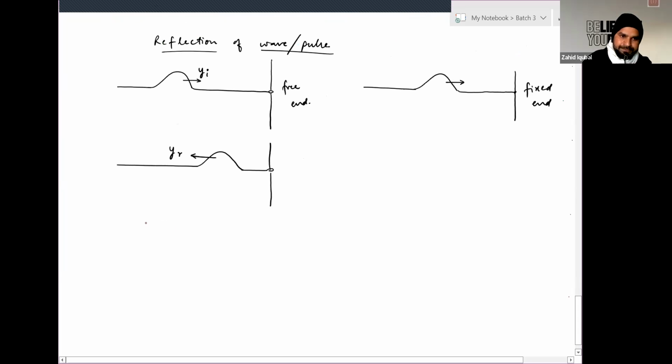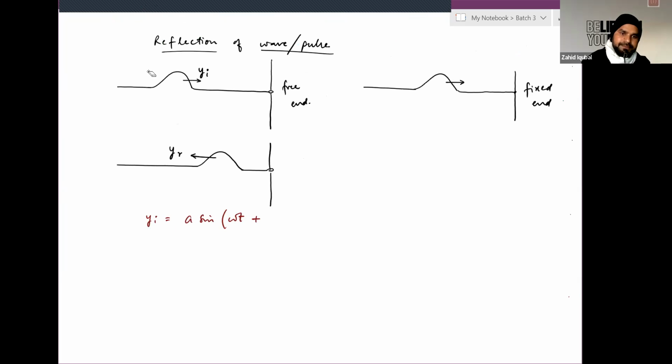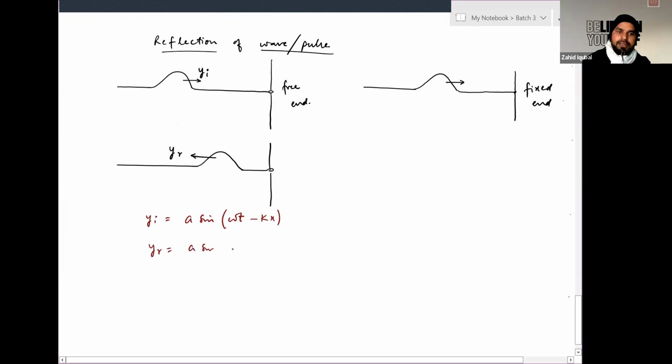So in the first part, y incident will be a times sine omega t minus kx, since it is going along the positive x-axis. And the reflected one is a times sine omega t plus kx, since it is going along the negative x-axis. And the phase difference in this part will be 0.